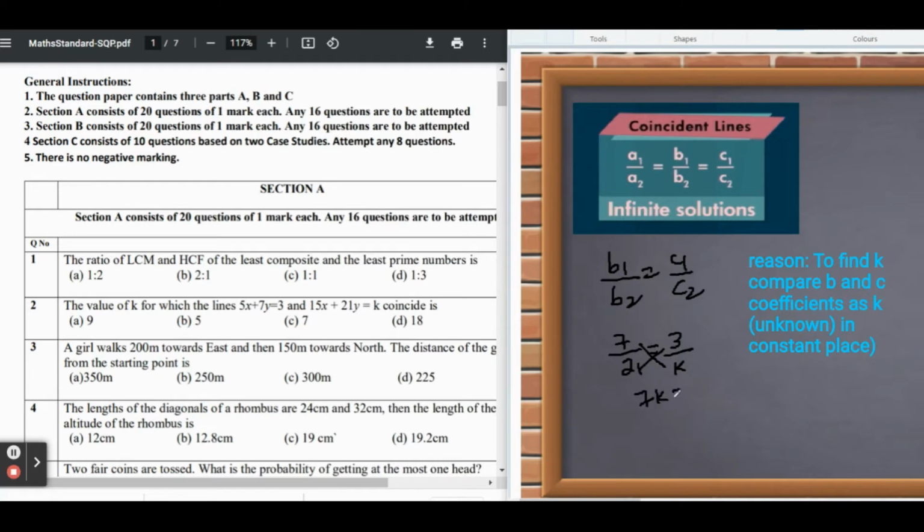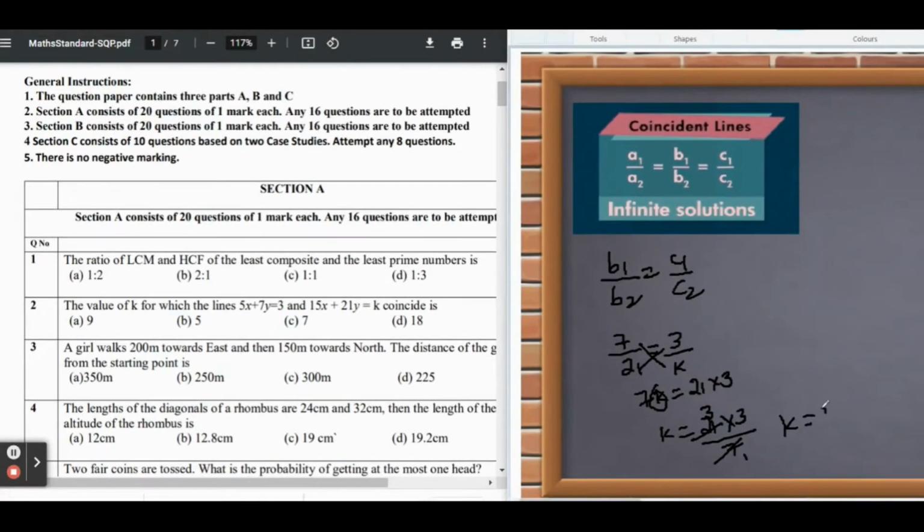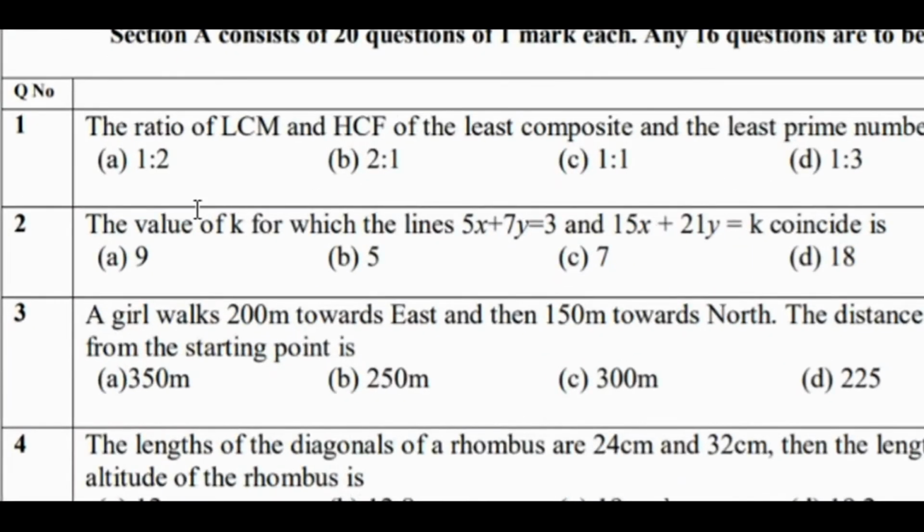7 into k is equal to 21 into 3. As we have to find k, we will send 7 to the other side, which will become division. 7 ones are 7, 7 threes are 21. So the k value will become 3 times 3, which is 9. So the value of k is 9. The correct option for the second question is A.